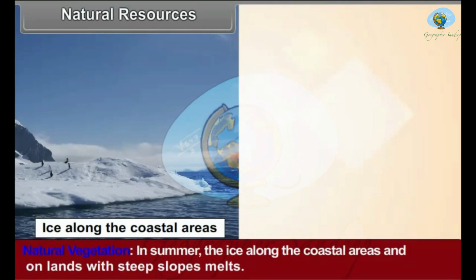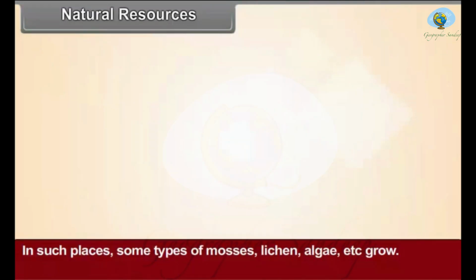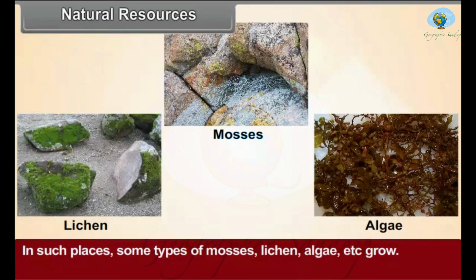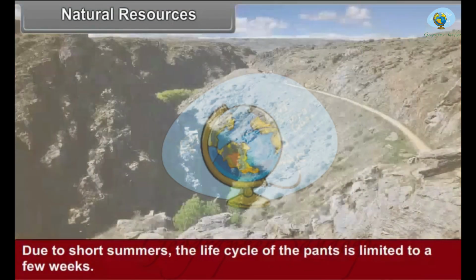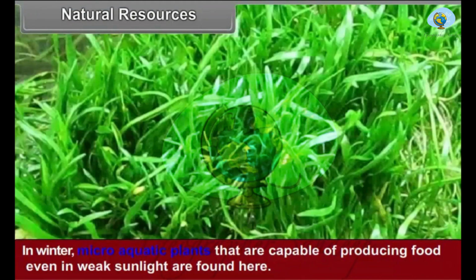Natural resources. Natural vegetation. In summer, the ice along the coastal areas and on lands with steep slopes melts. In such places, some types of mosses, lichen, algae, etc. grow. Due to short summers, the life cycle of the plants is limited to a few weeks. In winter, microaquatic plants that are capable of producing food even in weak sunlight are found here.